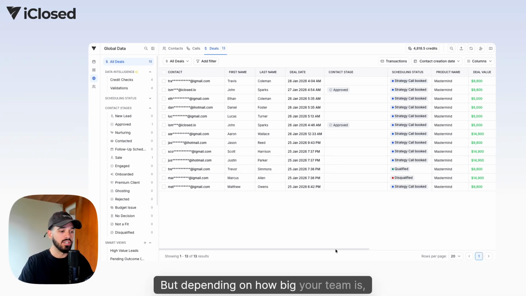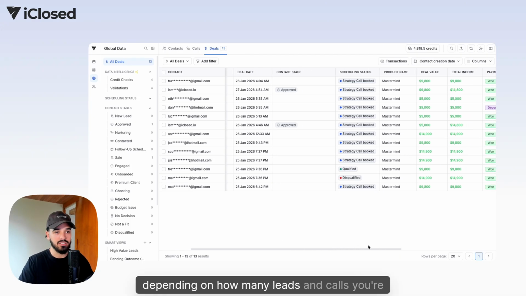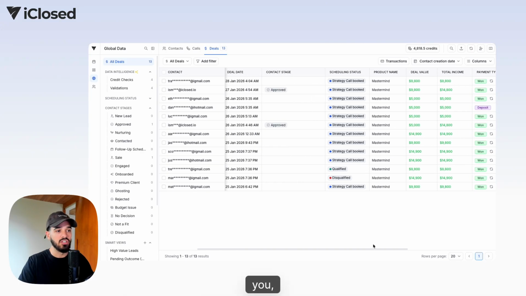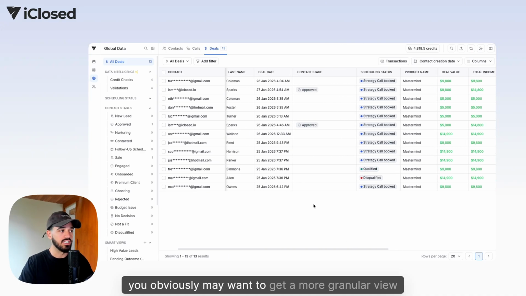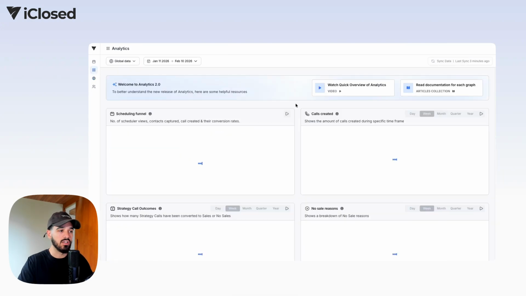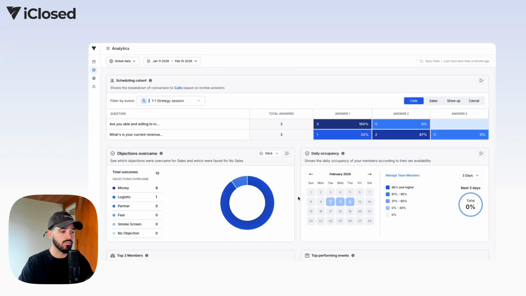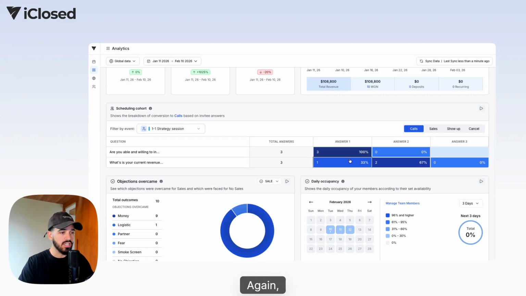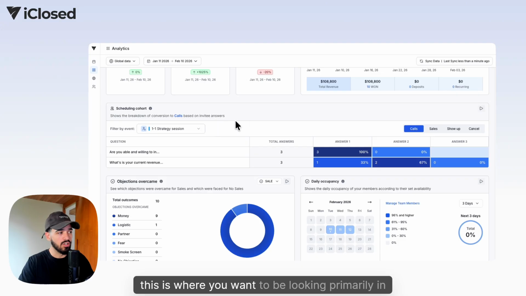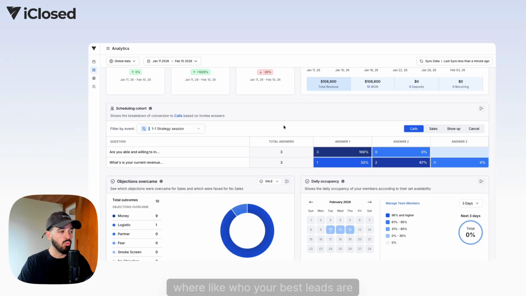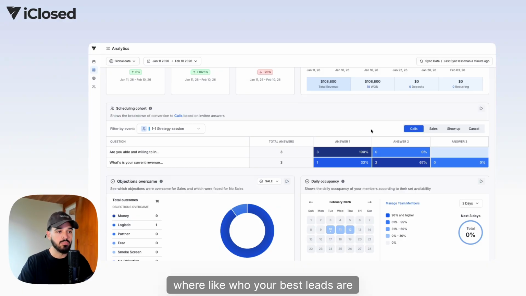But depending on how big your team is, depending on how many leads and calls you're booking a month, you obviously may want to get a more granular view as to, what closers are best matched with which leads, right? So again, this is where you want to be looking primarily in the analytics inside the scheduling cohort to get an idea of who your best leads are.